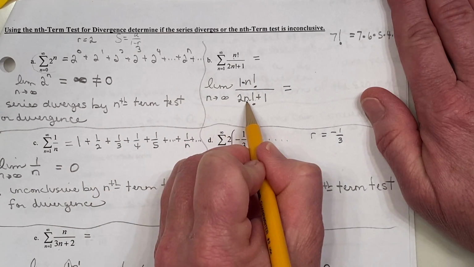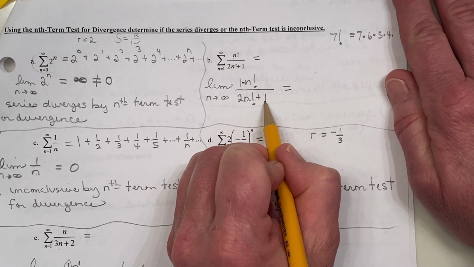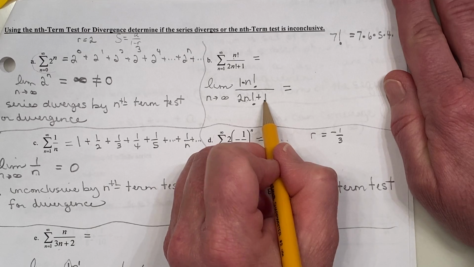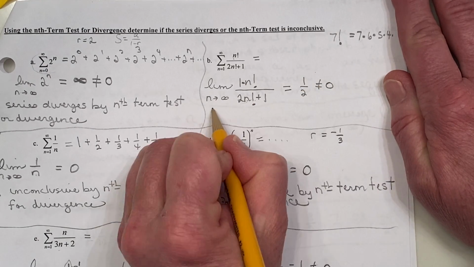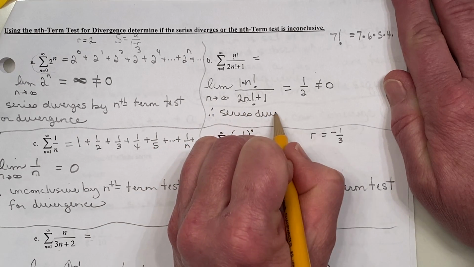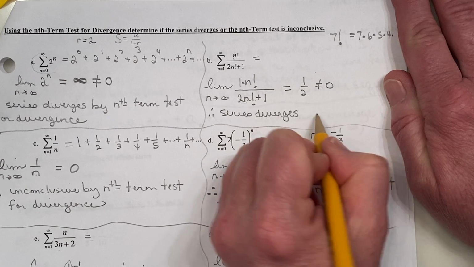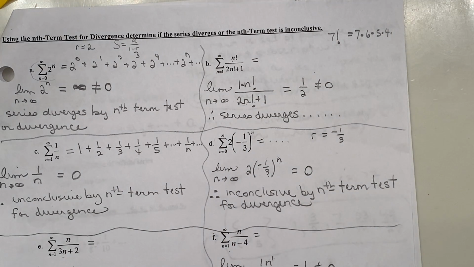And as n gets larger and larger, and this value gets larger and larger, that plus 1 is irrelevant. This limit is actually equal to 1/2, which does not equal 0, and the series diverges by the nth term test for divergence. Running out of space and time.